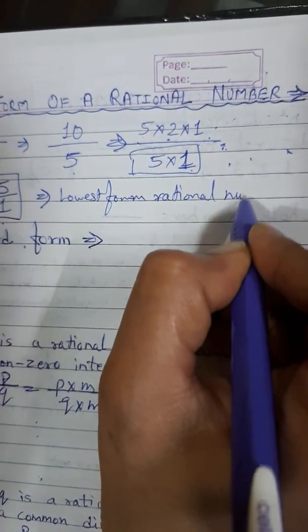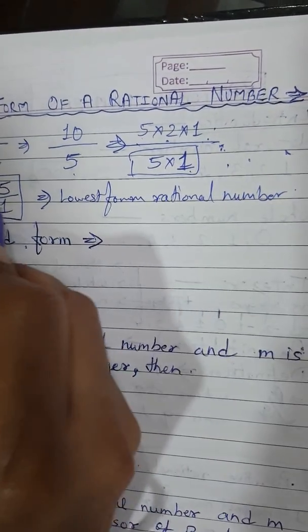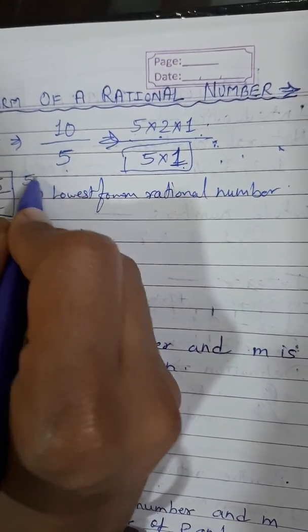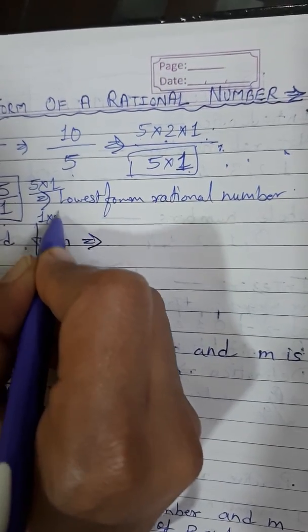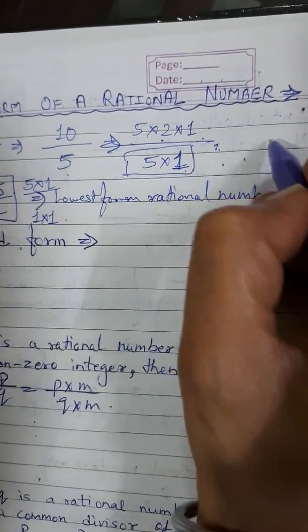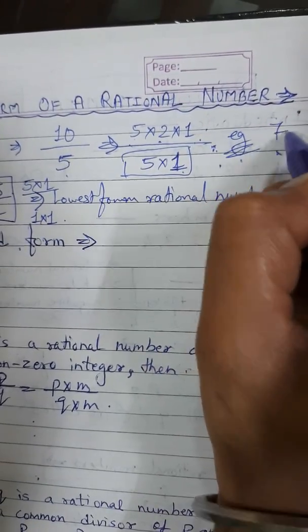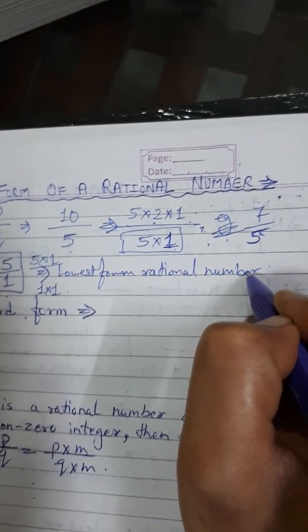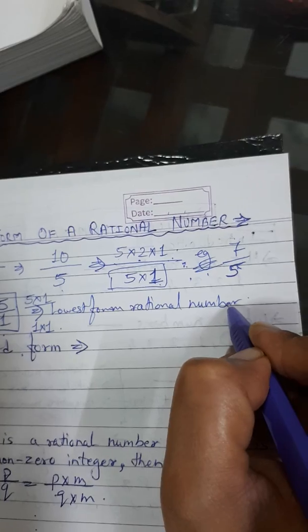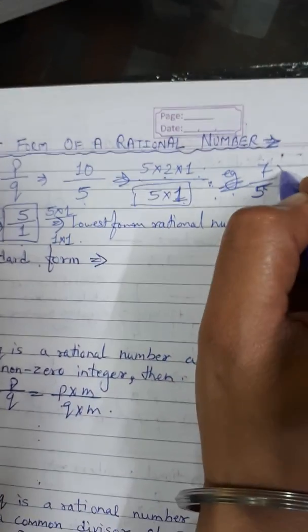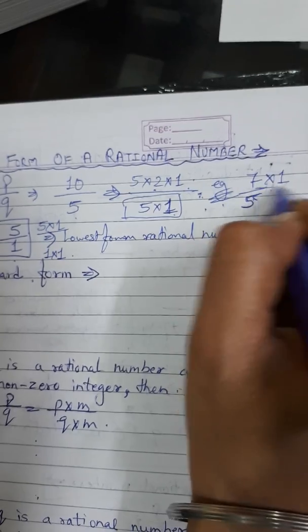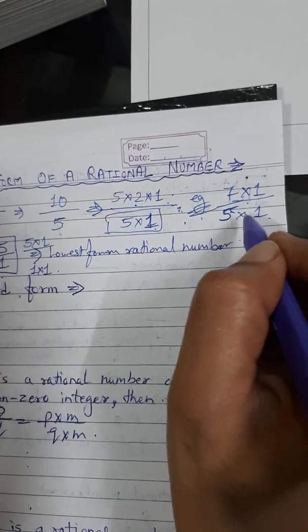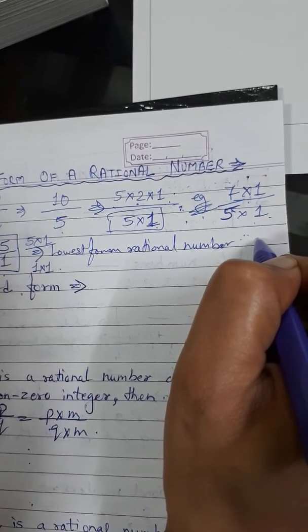Rational number. This is the lowest form of a rational number. So here only the multiple of 5 is 1 and multiple of 1 is 1. But in other cases also, for example, 7 upon 5. This one is also the lowest form of a rational number because 7 has only the multiple of 1 and 5 also has only the multiple of 1. So this one is the lowest form of a rational number.